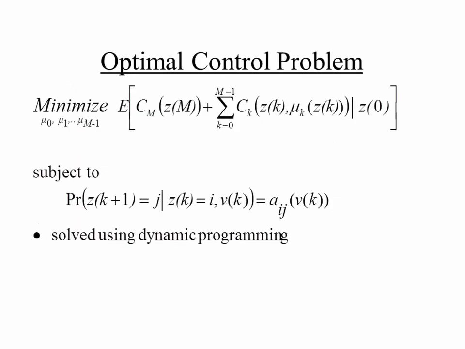So the optimal control problem will become: minimize this expectation over the choice of all those mu_0, mu_1 up to mu_{M-1}, subject to the control state transition equation. The probability that z_{k+1} equals j, conditioned on z_k equal to i and the control input, is given by the ij-th entry of the control probability transition matrix.